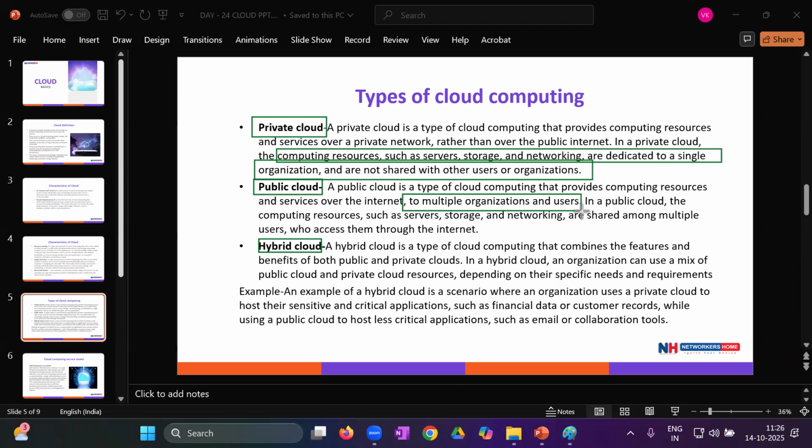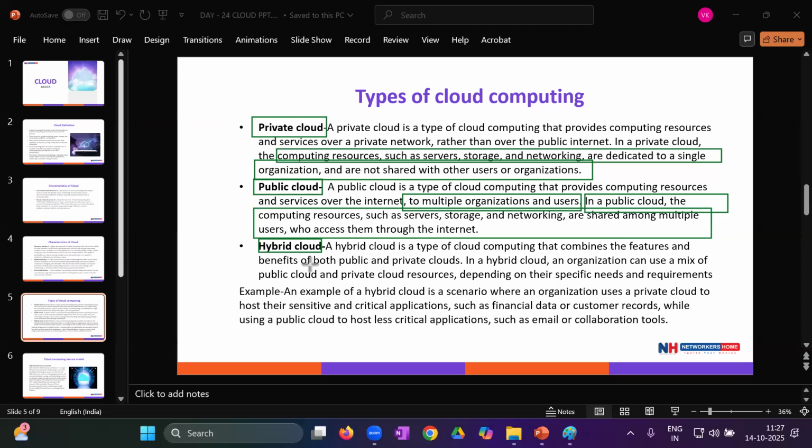So if we use that particular Google Cloud platform, where we used to get 15 GB, that can be an example of a public cloud, right? Where multiple users are going to use it. So in a cloud, the computing resources such as servers, storage, and networking are shared among multiple users who can access them through the internet, and that is called a public cloud. So private cloud belongs to a single organization, and public cloud is shared among multiple different individuals.